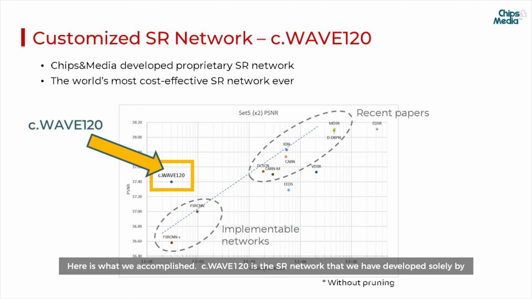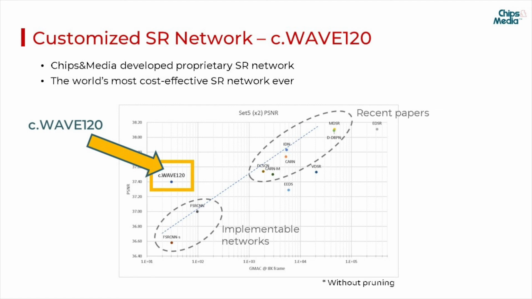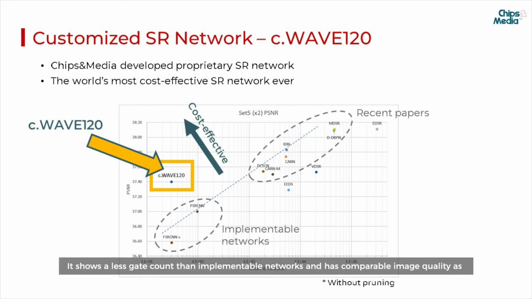Here is what we've accomplished. C-Wave 120 is the SR network that we have developed solely by experimenting with our CNN proprietary theory to achieve better image quality and less gate count. It shows a lower gate count than implementable networks and has comparable image quality to recent papers. For example, it has similar image quality to VDSR, but is 1,000 times lighter.